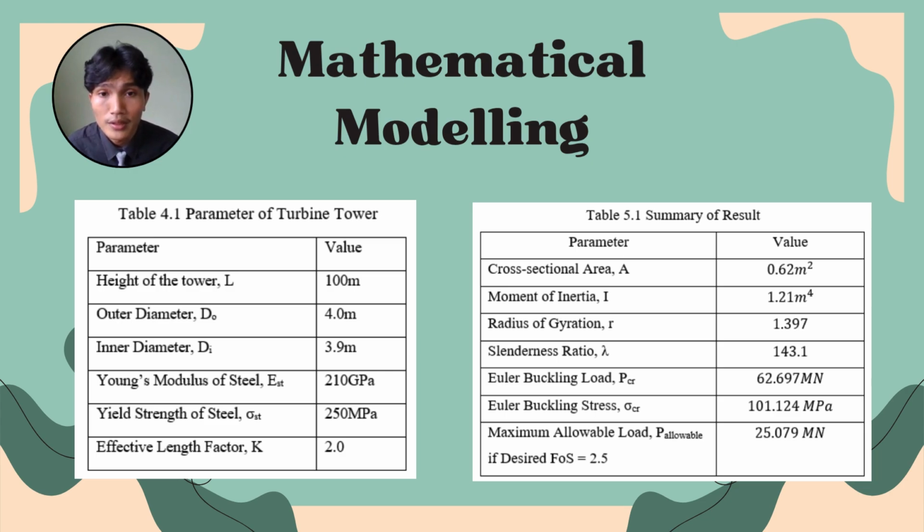Now, finally, we applied a desired factor of safety of 2.1. The maximum allowable compressive load became 25 meganewton. This ensures a safe design by accounting for uncertainties like loading variation, material imperfection, and installation tolerance.